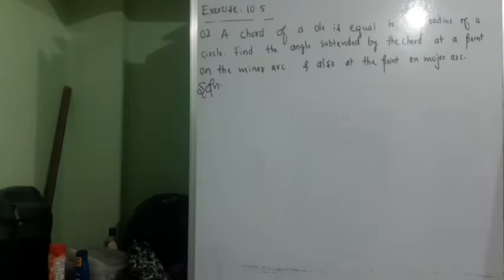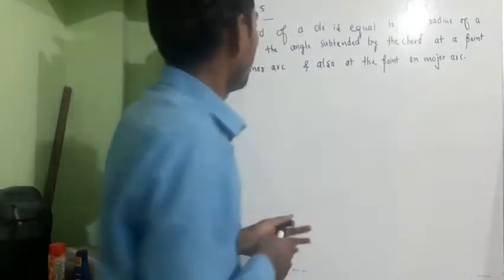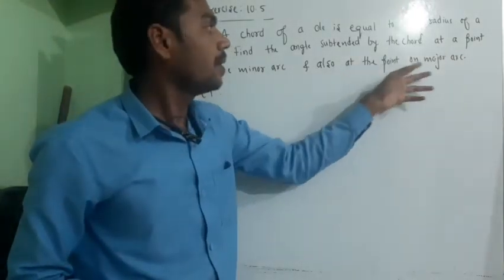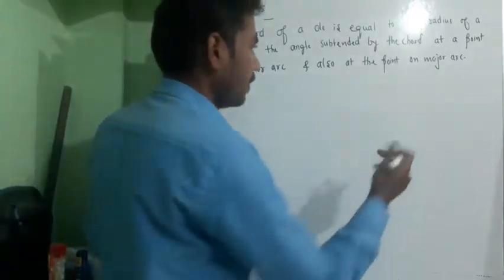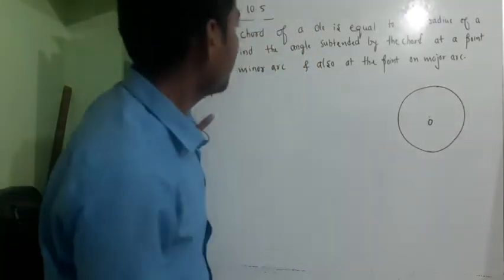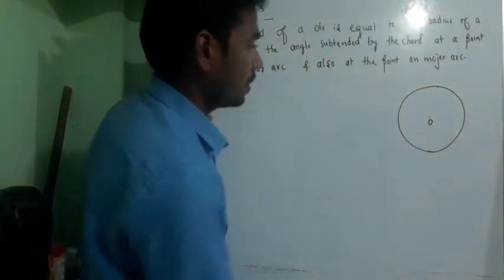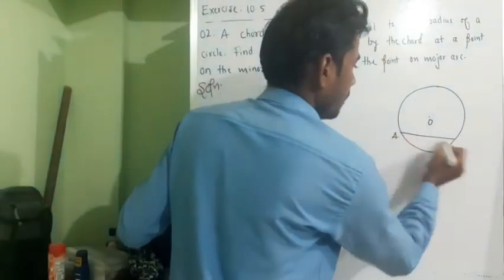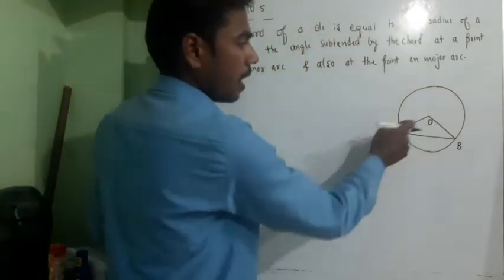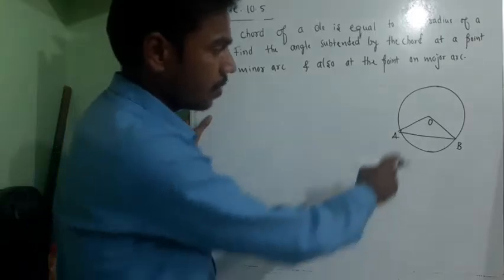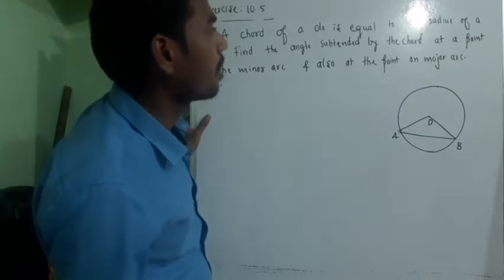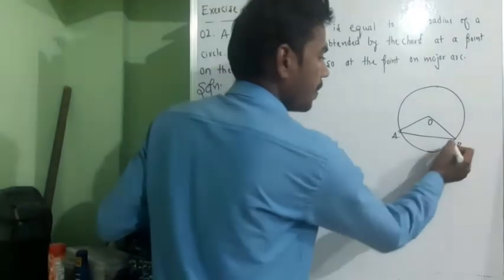Second question. A chord of a circle is equal to the radius of the circle. Find the angles subtended by the chord at a point on the minor arc and also at a point on the major arc. See, suppose it is a circle with center O. What are they telling? A chord of a circle is equal to the radius. If AB is a chord, and AB is equal to AO and BO, the chord of the circle is equal to the radius of the circle. Find the angle subtended by the chord at a point on the minor arc. Suppose AB is a minor arc.